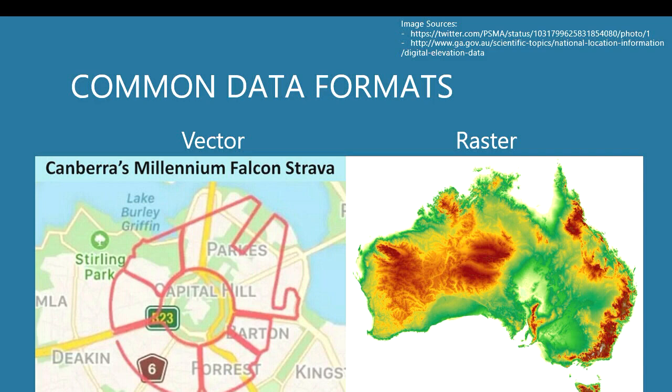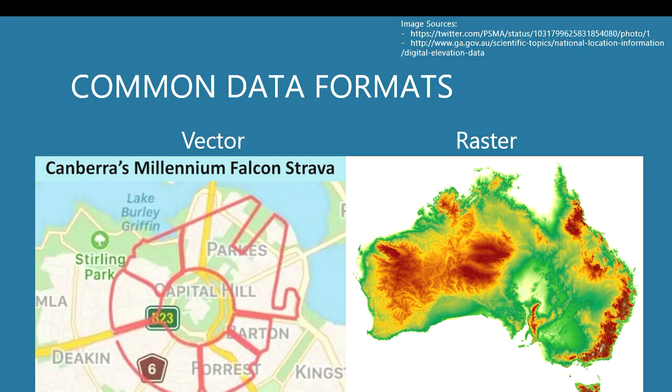We do have two common types of geospatial data, vectors and rasters. I saw this one of a very ambitious analyst in Canberra who went and cycled around Parliament House to create the shape of the Millennium Falcon. I thought that would be a cool thing to show. It was between that or the Uber surge pricing model, so I figured, what would the rebellion do? That's vectors, typical straight lines, that kind of content.